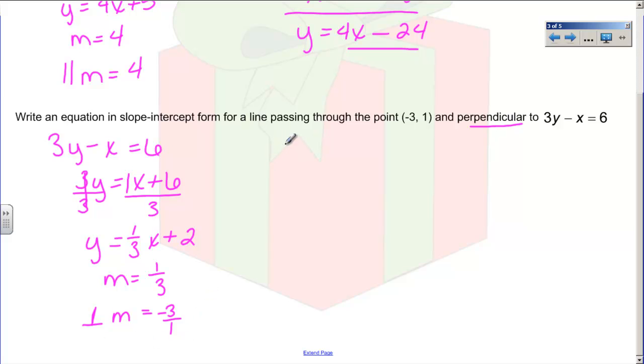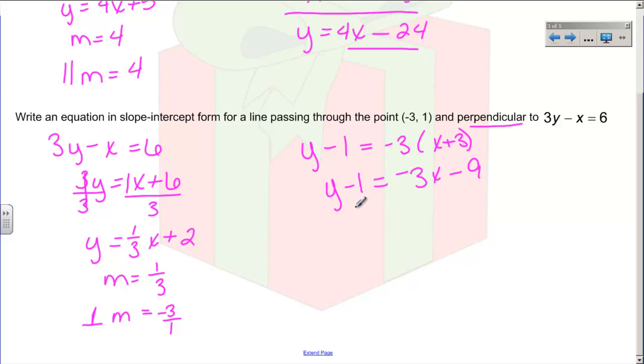So I go back to this point slope form that I've been using forever. So I end up with y minus 1 from my point. My perpendicular slope is -3 times x plus 3, because that would be a minus -3. So now I get to do distributive property. So I have y minus 1 equals -3x minus 9.